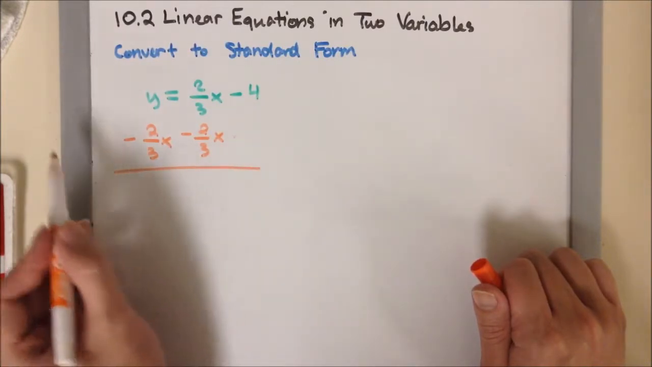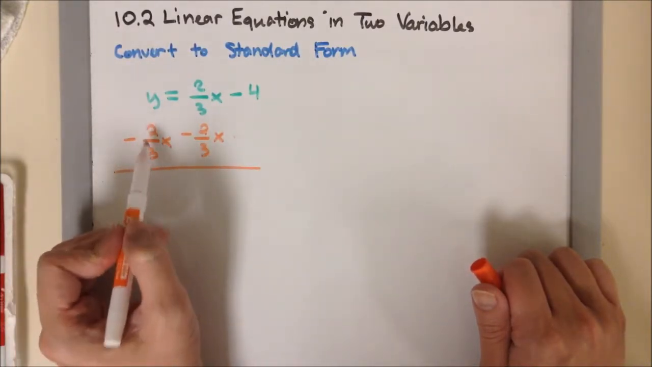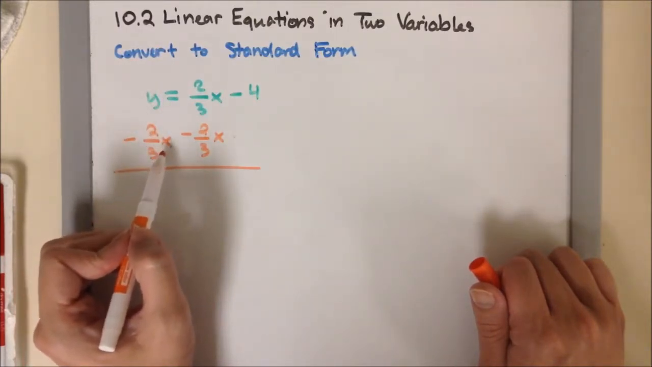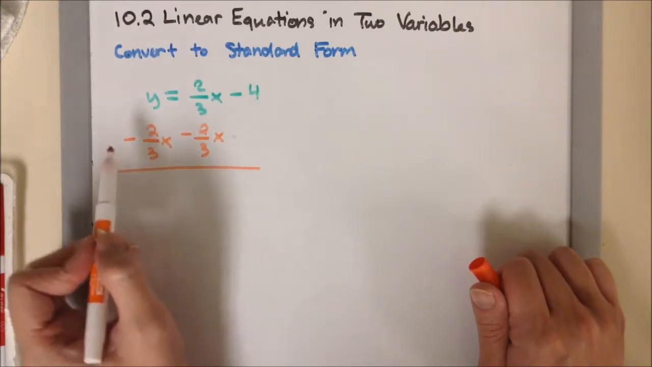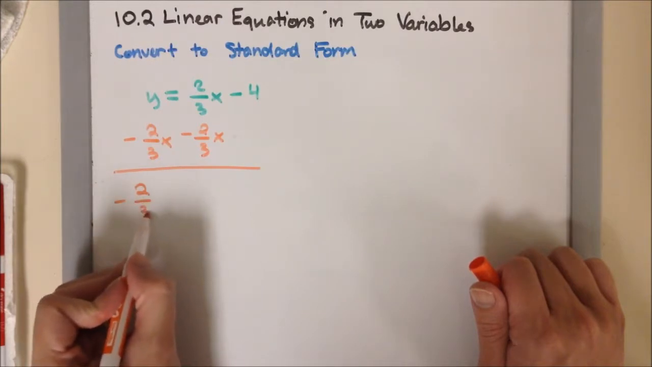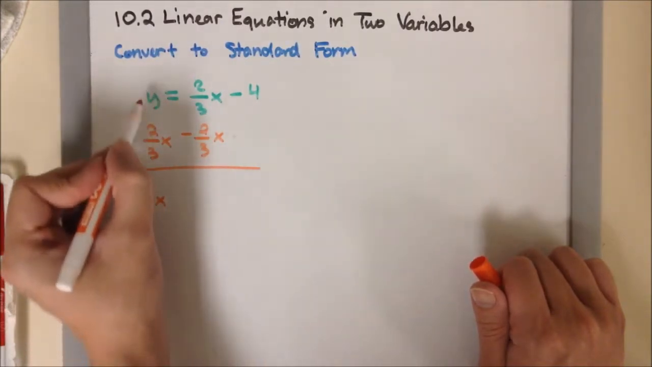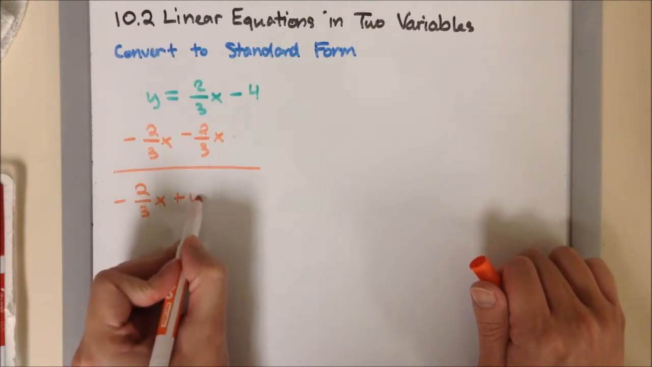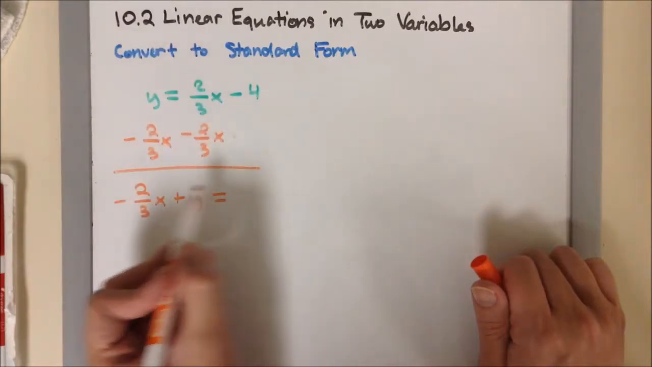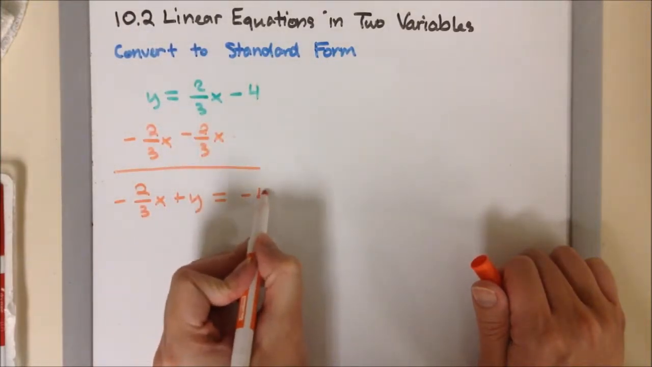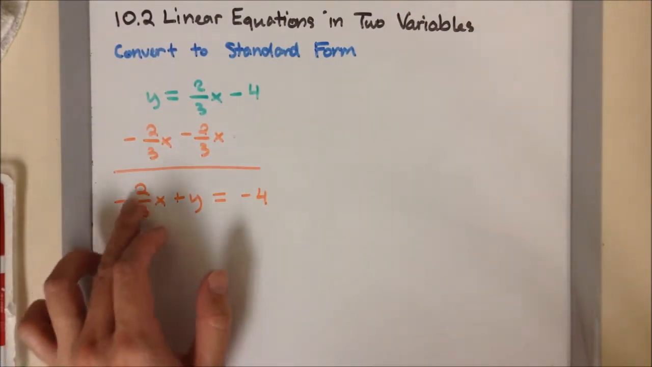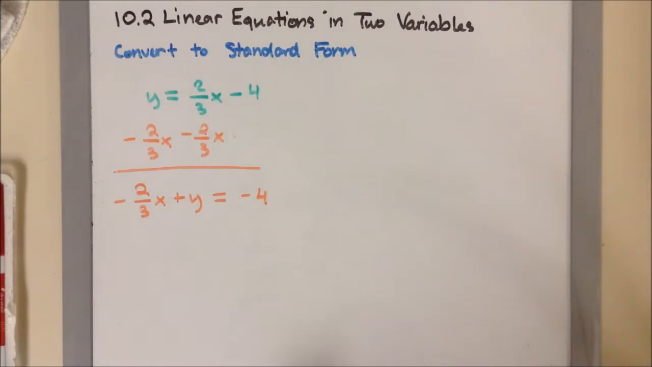So on my left side, I'm going to put it in order, which means x comes first. So at the moment it's y minus 2/3 x, and since I want to put the x first, I'm going to put this one first here, so negative 2/3 x. I'll bring down my y. Since it's positive, I'm going to write plus y equal. The x's will cancel out on the right side, and the only thing I have left is the minus 4. So right now, I have negative 2/3 x plus y equals negative 4.